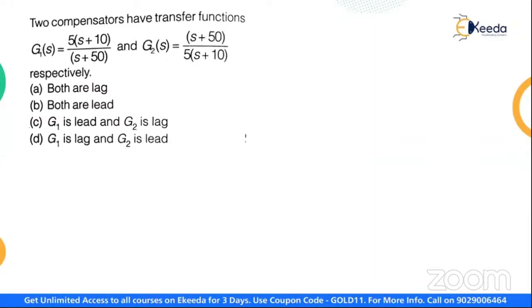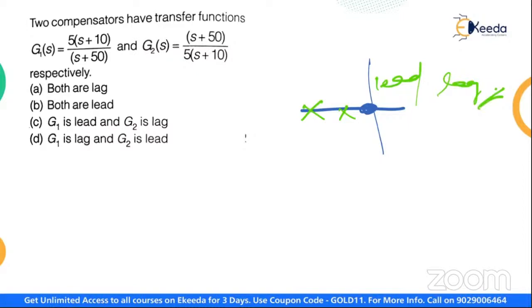Let us say two compensators have transfer functions g1 of s equal to 5 into s plus 10 upon s plus 50, and g2 of s equal to s plus 50 upon 5 into s plus 10. They are asking: both are lag, both are lead, g1 is lead and g2 is lag? In such cases, please stand on the origin. Whichever system's transfer function pole is near to you is lead. Whichever is far from you is lag. That's it.